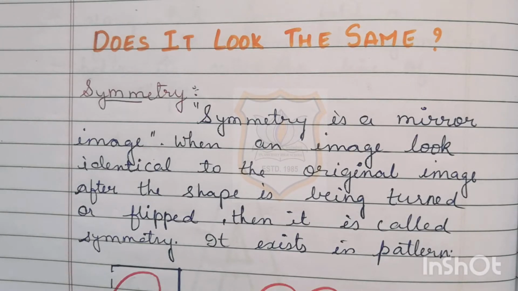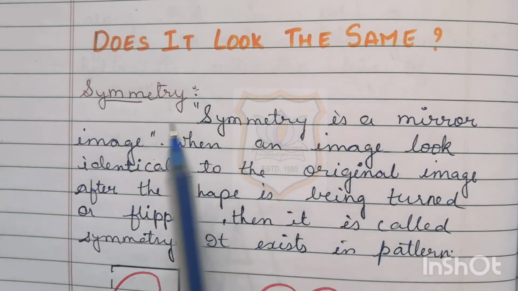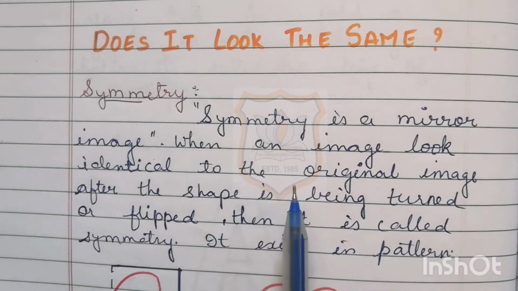Amerse High School. Today we are going to start our chapter number 5, Does it look the same? Does it look the same means symmetry. Symmetry is a mirror image. When an image looks identical to the original image after the shape is being turned or flipped, then it is called symmetry. It exists in patterns. I will explain this to you with the help of an example.